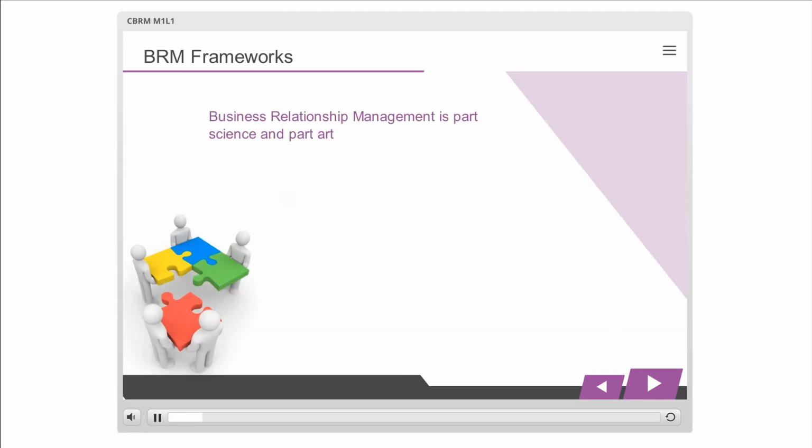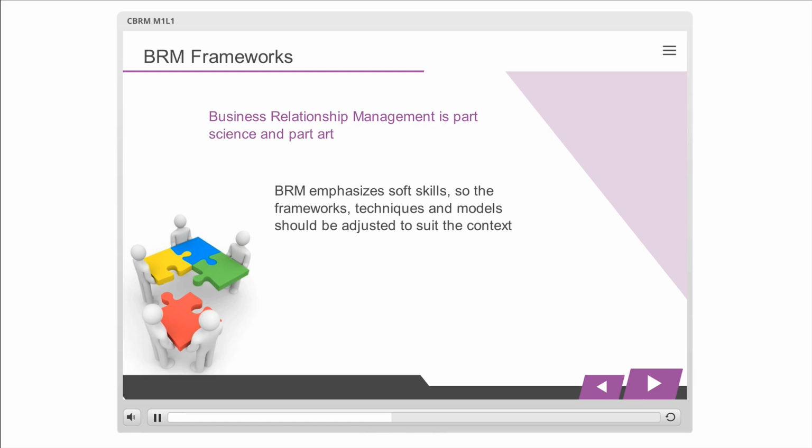Business relationship management is in part science, but a large part of it is also art. The framework and techniques presented in your course should be used with creativity and finesse. Unlike operational process-based subjects such as ITIL and COBIT, BRM emphasizes soft skills, so the frameworks, techniques, and models introduced in your CBRM training should be used with care and adjusted to suit the context. Become sufficiently familiar with the underlying concepts and key ideas, then use them in context in the moment. A hand-drawn maturity curve has far more impact and will drive more discussion and insight than a fancy PowerPoint slide.